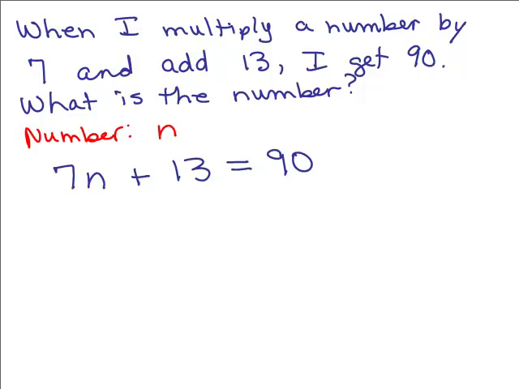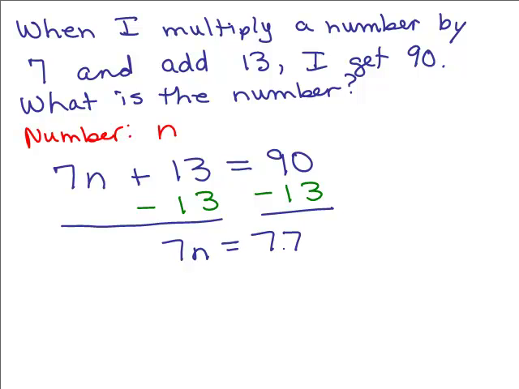Let's go ahead and solve it. Solving is the easy part. It's writing the correct equation that is the tricky part that you need to practice. So we're going to subtract 13 from both sides. So we get 7n equals 77. Oh, how convenient. Just divide both sides by 7.